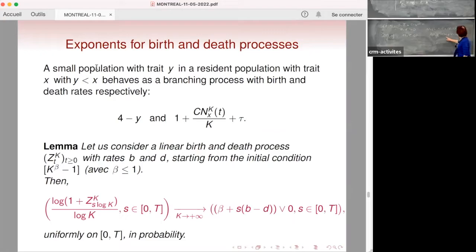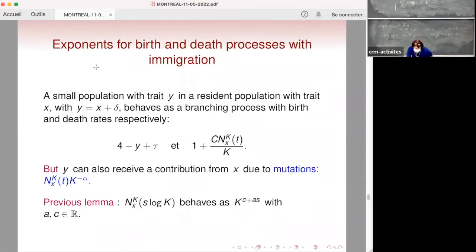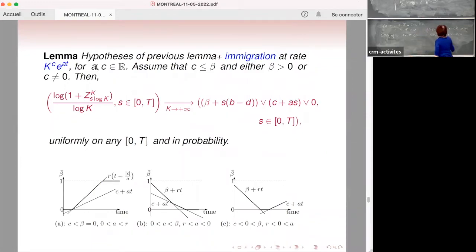But we have to compare this expression with the effect of the immigration. The immigration arrives from these steps for the trait delta, one corresponds to delta. And so you have this exponent, the initial condition, but you have to multiply this initial condition by the mutation rate, which will be minus alpha. And this quantity is greater than this one. So in this case, beta 2 of t will be equal to this expression, because of the supremum which is here.